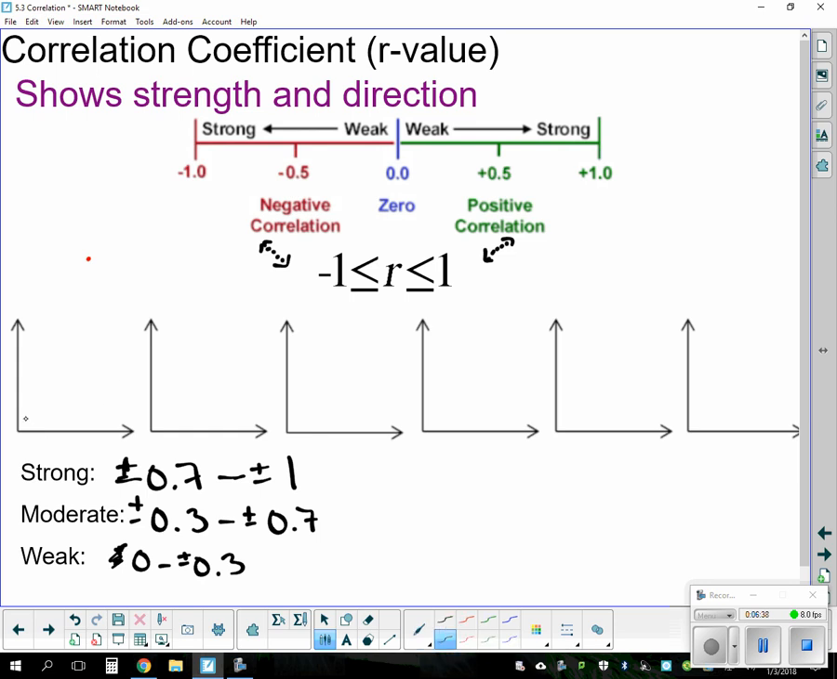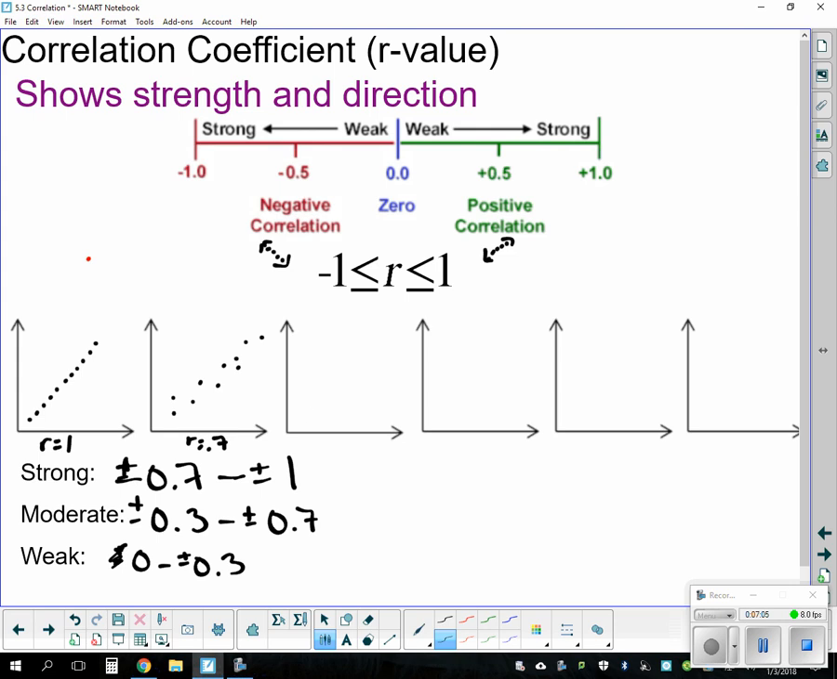So if we have a scatter plot that looks like this, almost pretty much a perfectly straight line, and it's positive, that's going to have a correlation coefficient of 1. If we have one that's generally pretty close to a straight line, that might be more like 0.7.